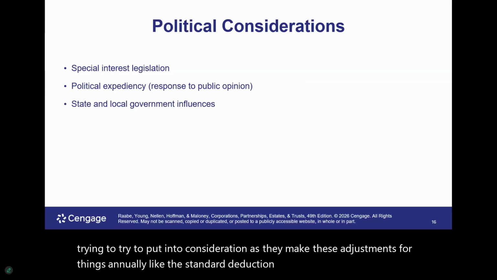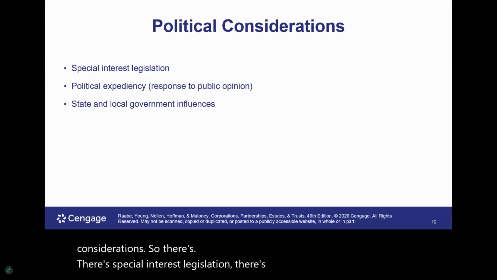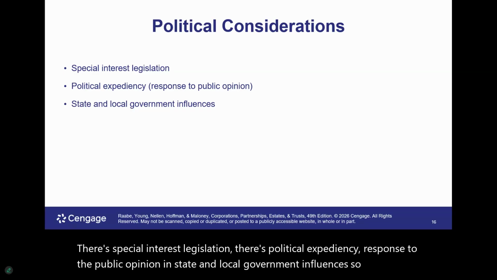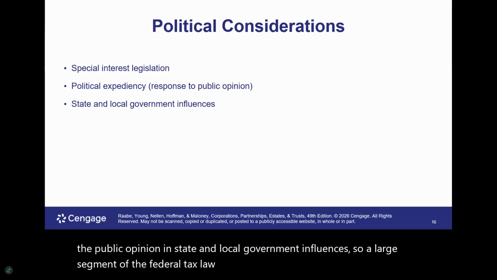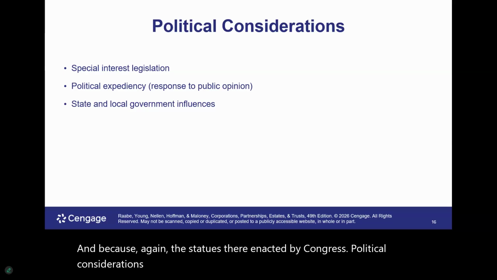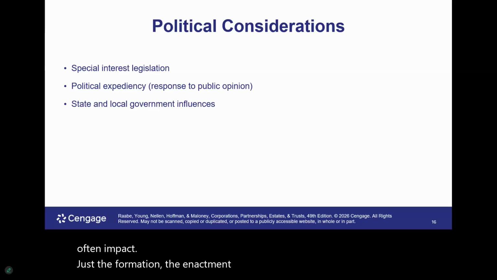All right, next we have political considerations. So there's special interest legislation, political expediency, response to public opinion, and state and local government influences. A large segment of the federal tax law is made up of statutory provisions. And because, again, the statutes are enacted by Congress, political considerations often influence tax law. So these are some things that often impact the formation, the enactment of tax law.